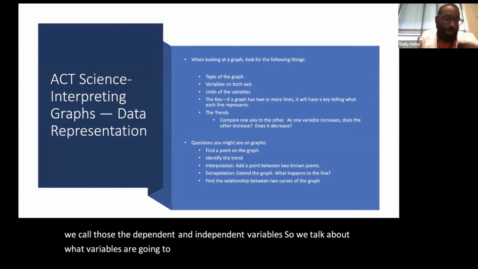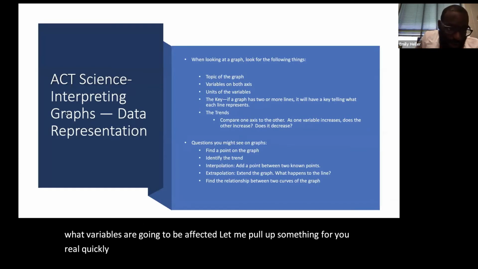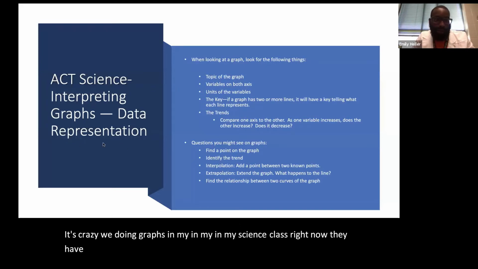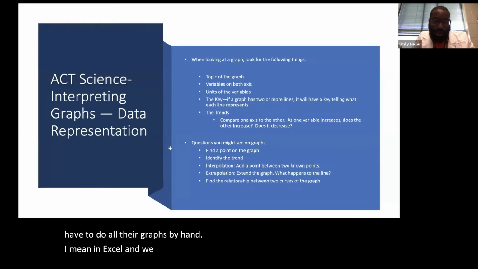Let me pull up something for you really quickly. It's crazy, we're doing graphs in my science class right now. They have to do all their graphs by hand. I mean, in Excel, and we plot those graphs. So here we go.